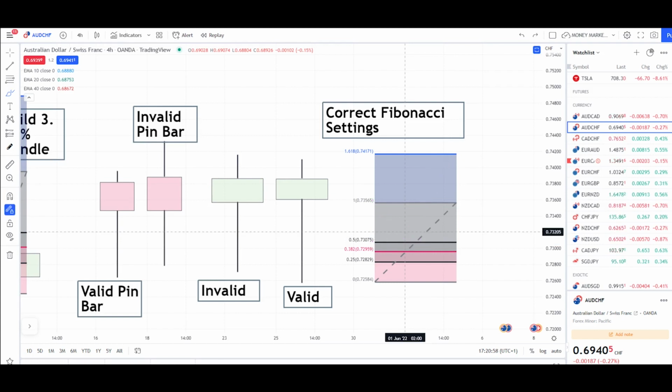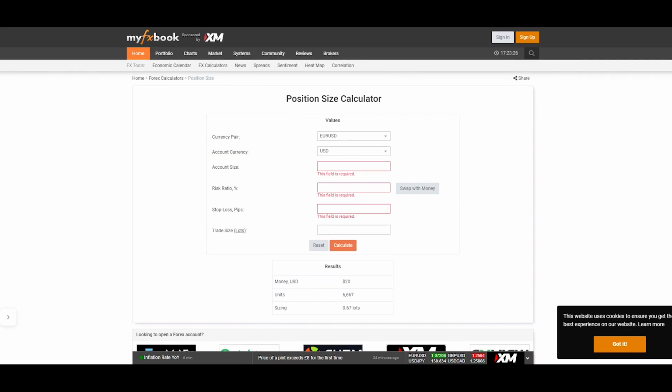So let me show you how you can calculate your risk, and there is a tool for that. Let me quickly show you that as well. So right here, if you go on to myfxbook.com, there is a position size calculator where you can check your position size. So this is mainly for forex. We have all the currency pairs right here. So let's take an example of EUR/USD. You have your account currency in USD. Whatever you want to change it to, you can change it accordingly.